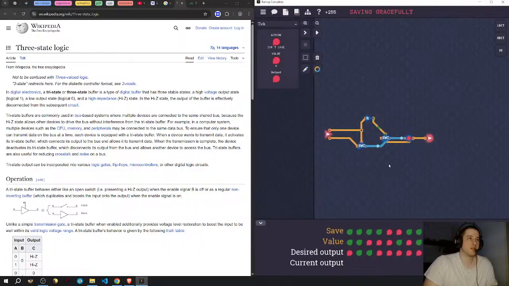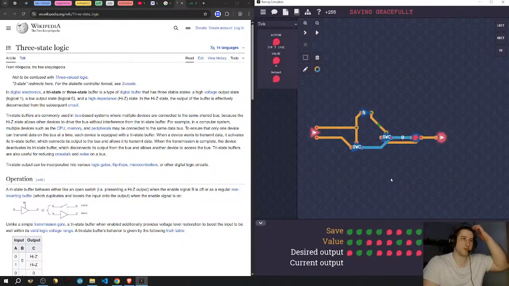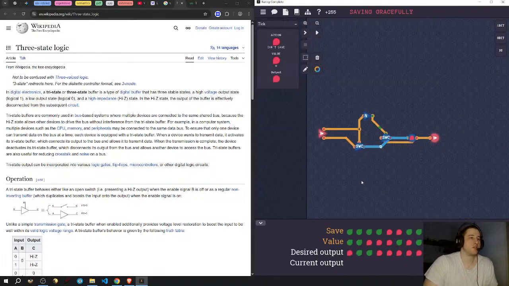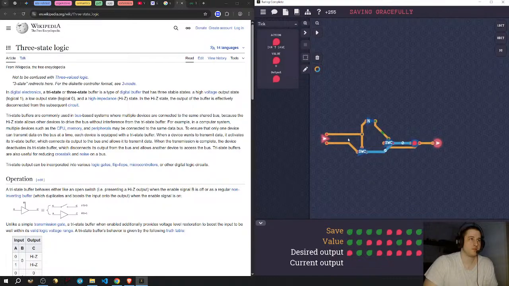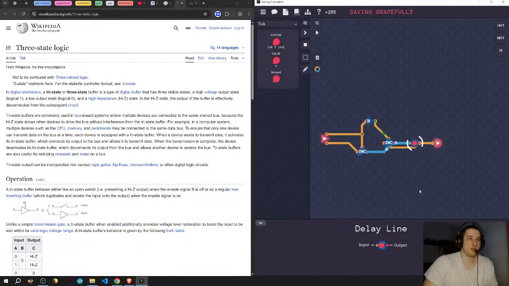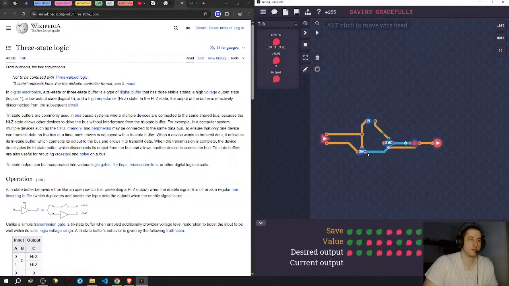But in this game, they chose to kind of force this solution here. It's different. Maybe there are other solutions, but I didn't spend the time trying to figure them out. This delays the output by 1 tick.